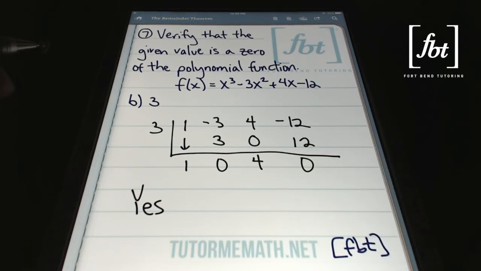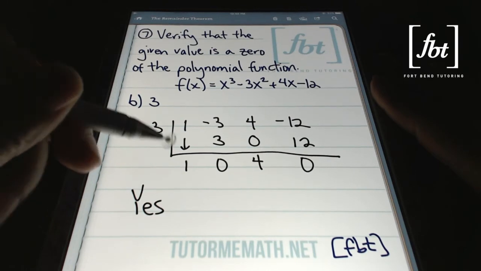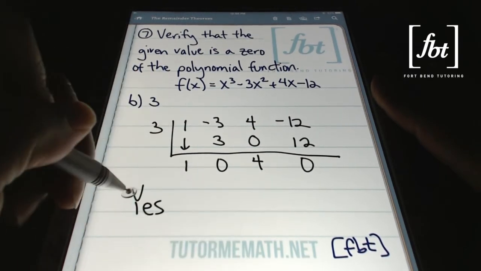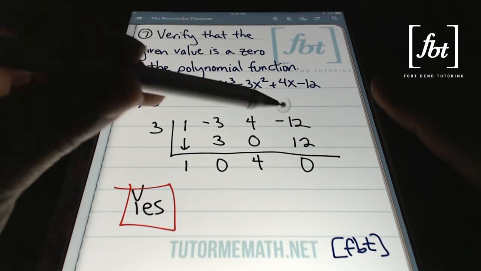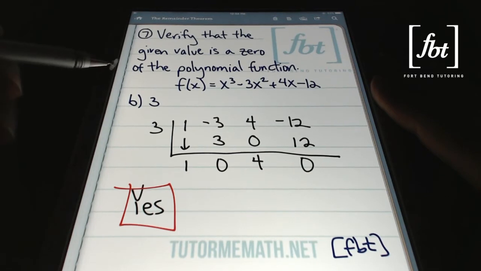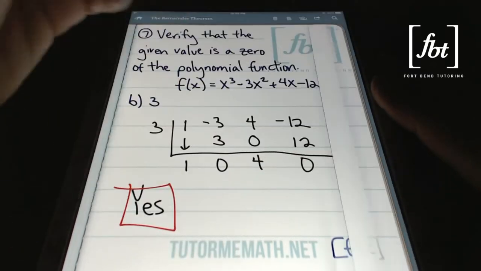All right, so I'll reload all of this back up to the channel today, guys, so that you can see it in its entirety. We'll be red boxing our answer here, just like that. So we have problem number 7, part B. 3 is a 0, because we ended up with a remainder of 0 after we plugged it into our synthetic division. And we'll be moving on to our next problem. That was problem 7b, guys.